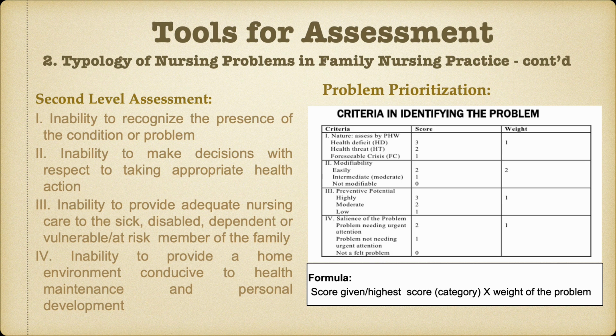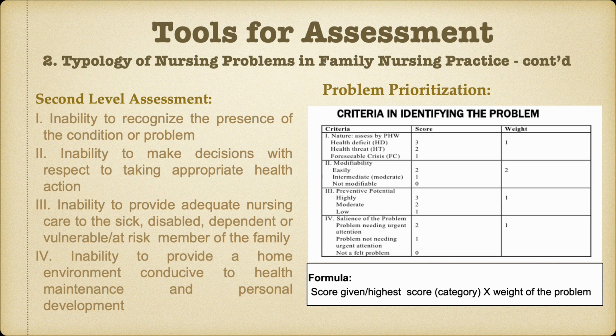That is the maximum. By the way, for the health deficit, the score given is 3. For the health threat, it's 2. Foreseeable crisis is 1. And the weight of that problem is 1. So for the modifiability, again, if it is easily modifiable, we give a score of 2. That is the maximum. And if it is moderately modifiable, or partially modifiable, or intermediate, we give 1 point. If it is not modifiable, like for example, hereditary, then we give a score of 0.